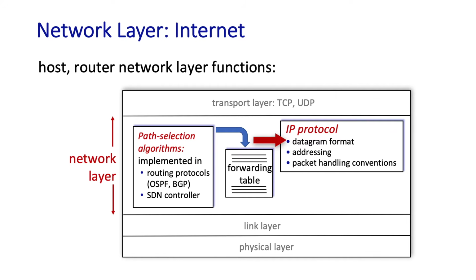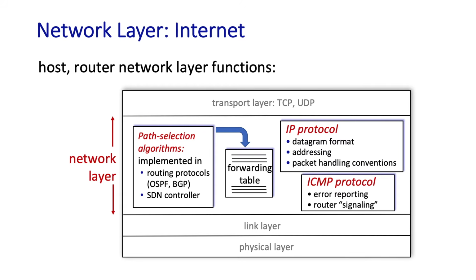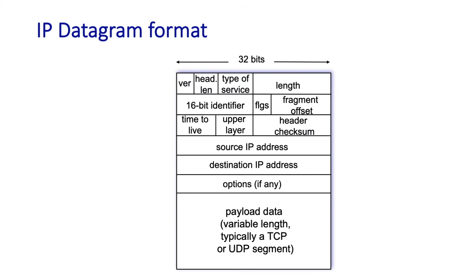It's about how IP addresses are structured and interpreted, and it's about packet handling conventions, like how to fragment large packets into smaller packets. So IP is really just a piece, albeit a really important piece, of the Internet's network layer. The ICMP protocol, which we'll cover as part of the network layer control plane, is also part of the network layer. Since the IP protocol is about datagram formats, addressing, and packet handling conventions, let's start our study of IP by looking at the IP datagram format.